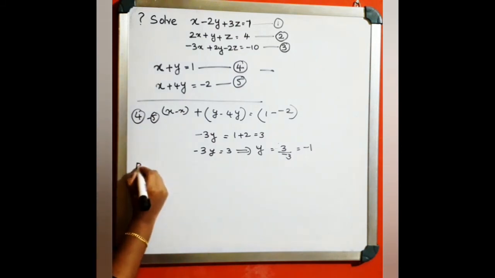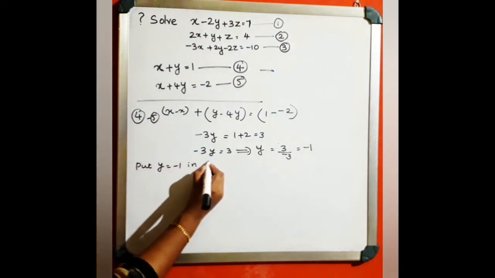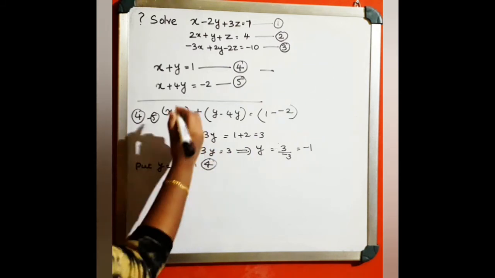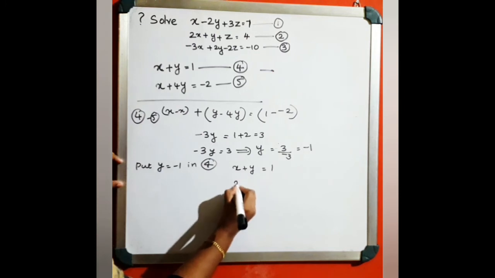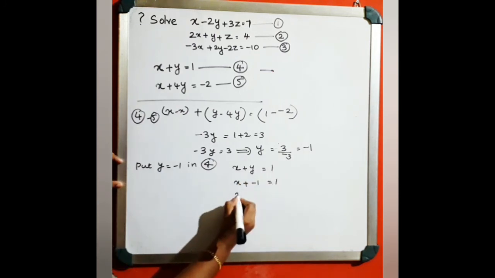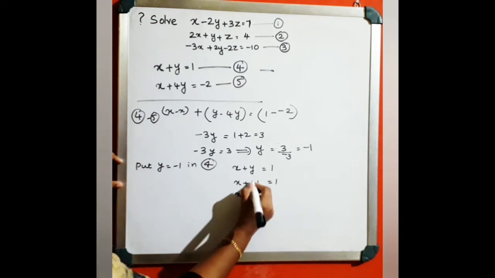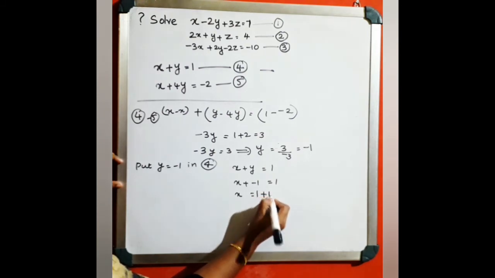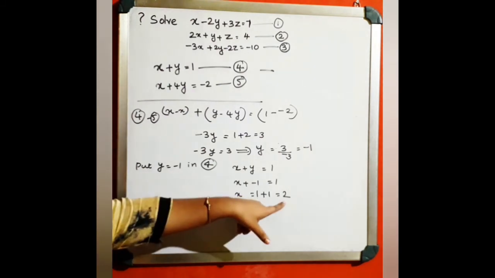So, put the value of y equal to minus 1 in equation 4. We get x plus y is equal to 1. Here x plus y is minus 1 equal to 1. So x is equal to 1 minus 1 goes to right side, it becomes plus 1. So x is equal to 2. So the value of y is minus 1 and x is 2.